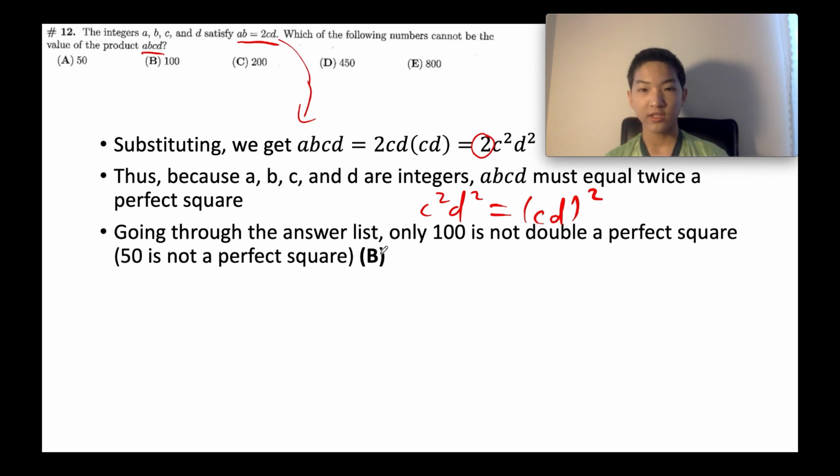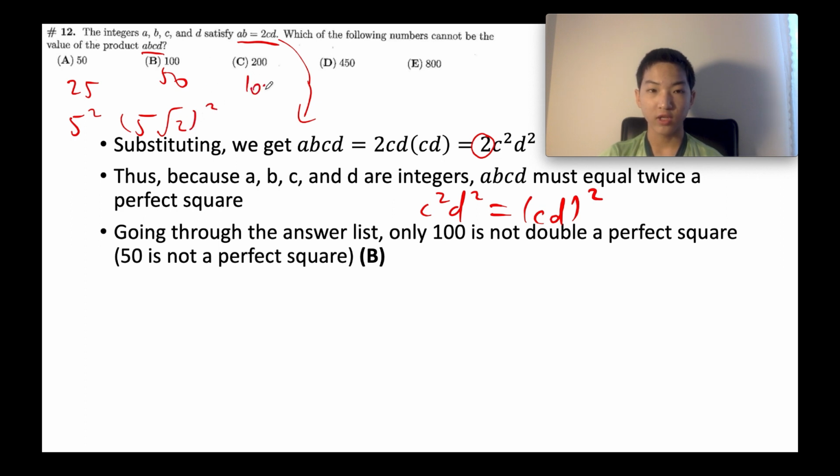So going through the answer list, the only number which is not twice a perfect square is 100, because 50 is not a perfect square. If you want to just make sure for the rest of them, this is 25, which is 5 squared. This is 50, which is not a perfect square of anything. It's actually 5 square root 2 squared.